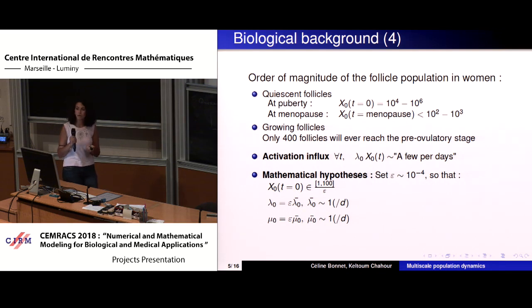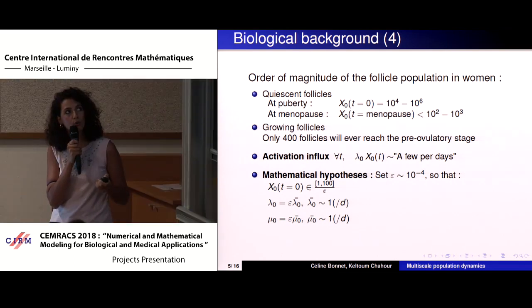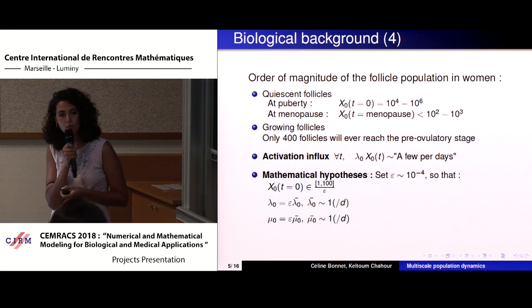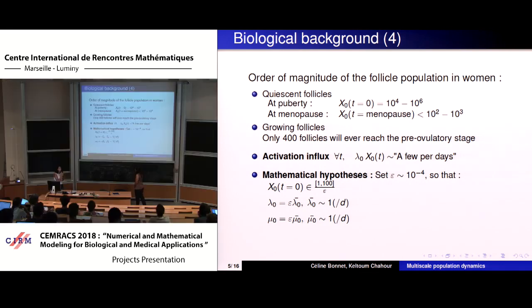And about the activation of quiescent follicles, we said on the previous slide that this activation can occur at any time. So for women, we have the activation of only a few quiescent follicles per day. Here I will leave you with Céline to present the mathematical hypotheses and the model.